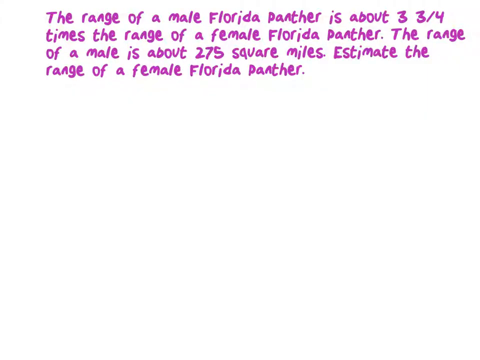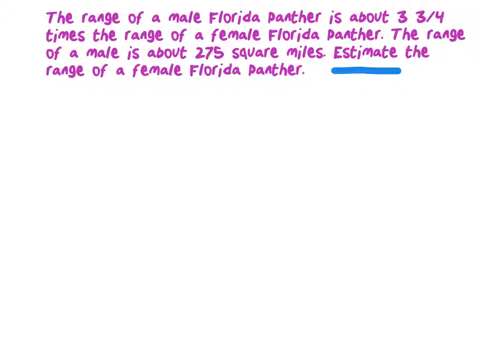Here in this problem, this will be the last one, I promise. The range of a male Florida panther is about 3 3/4 times the range of a female Florida panther. The range of a male is about 275 square miles. Estimate the range of a female Florida panther. So the key word here is estimate, which means that we can change the numbers around a little bit in order to make our job a little easier.